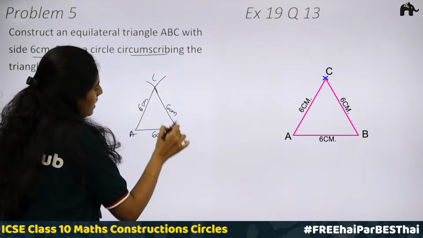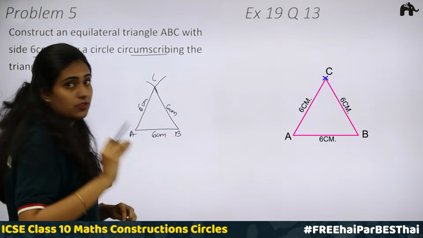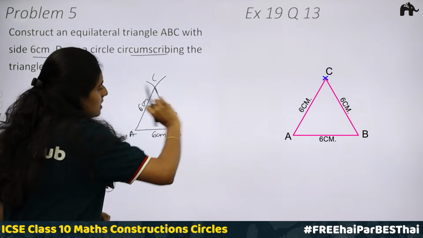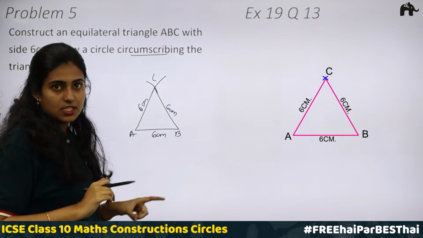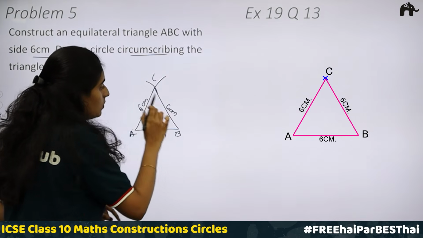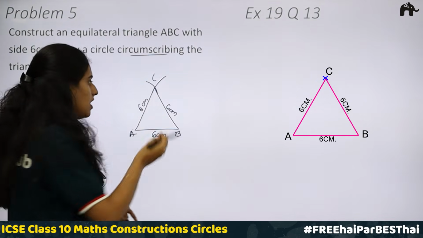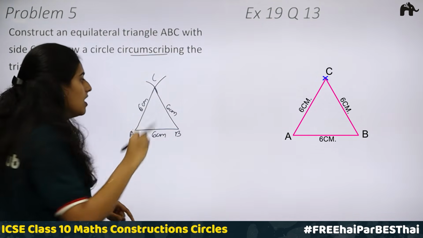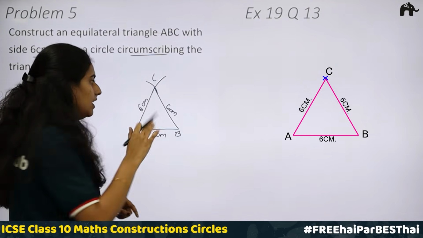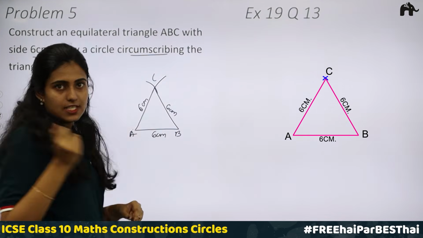Clear? So, here first take a measure which is greater than half of this distance. Here we have 6 centimeter. We have to take a measure which is greater than 3 centimeter. Half of 6 centimeter is 3 centimeter. So, you can take 4, 5, 6, anything. Okay. So, let us take some 4 centimeter.